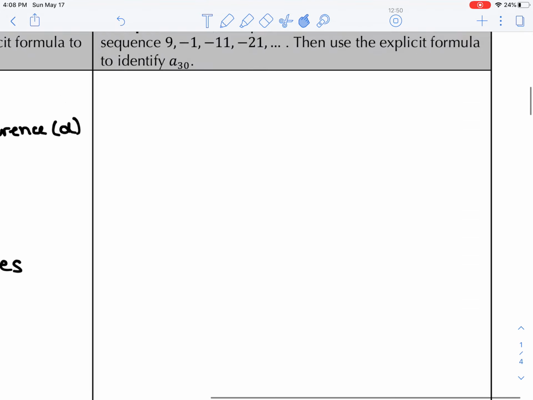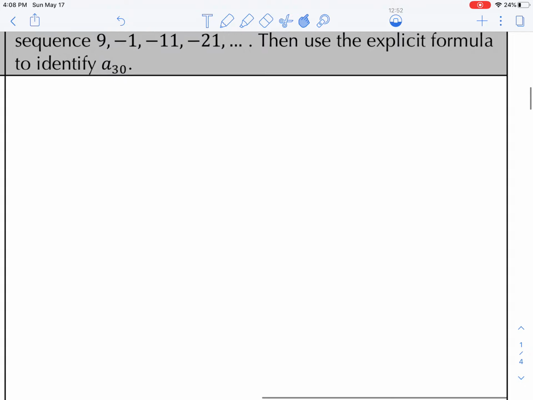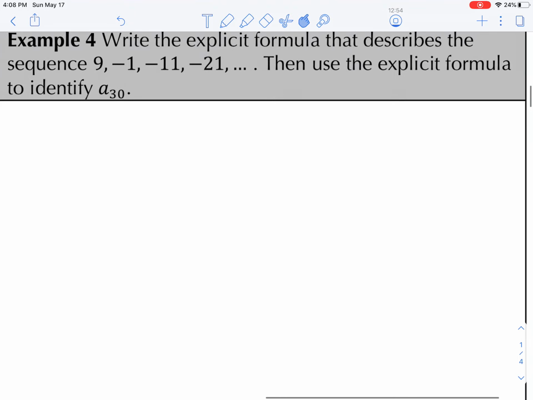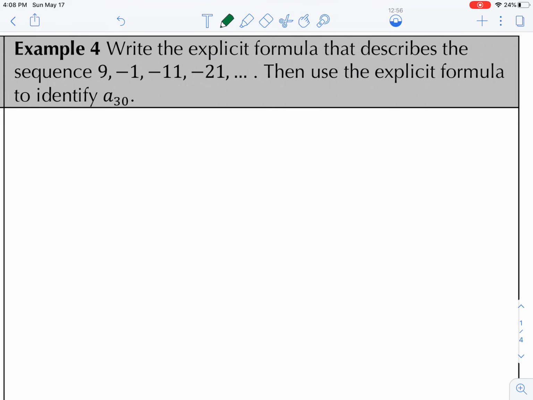Okay, we are asked to do something very similar in example 4. Again, we're given a sequence and we're asked to come up with the explicit equation, and then we're asked to identify a sub 30 instead of a sub 17. So a little bit of a change there at the end, but otherwise pretty comparable.